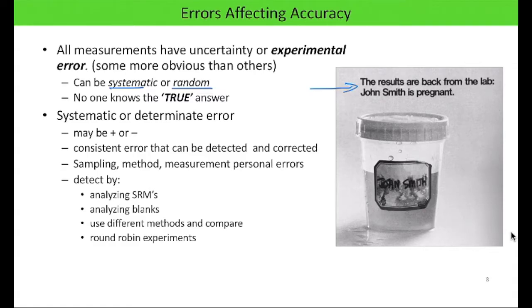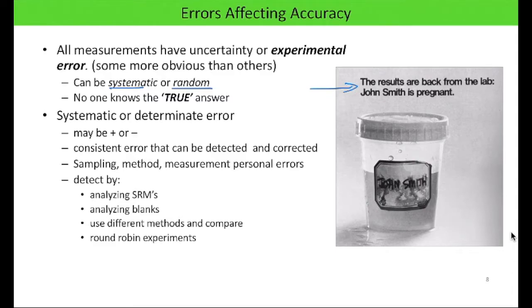Some things that can contribute to systematic errors are sampling, how the sample was collected, where it was collected from, the method that was used to analyze the samples, measurement and personal errors. Maybe the pH probe that you're using was not calibrated correctly, so it's always giving a pH that is higher than it should be, for example.